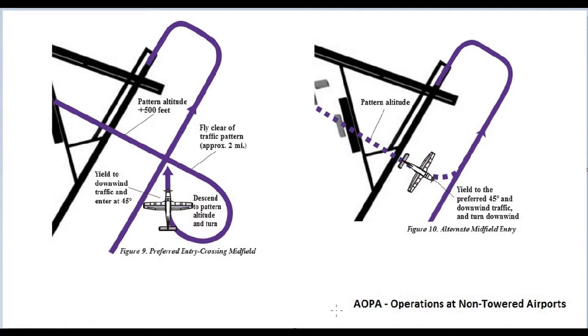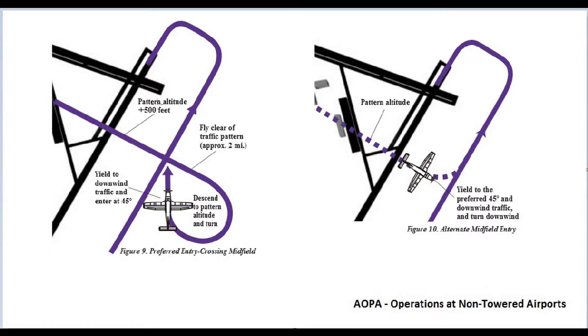So here we have a diagram that shows what you should be doing when you're approaching from the opposite side of the field. Here you're going to fly the same pattern, left-hand traffic, but instead you're on the wrong side of the field, if you will, for doing that. And again, this is the preferred entry. These are not hard rules, but they are the preferred and recommended ones.